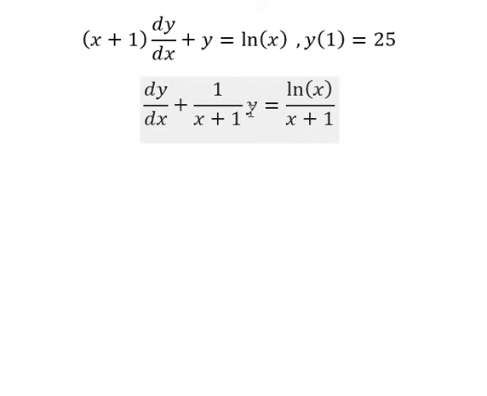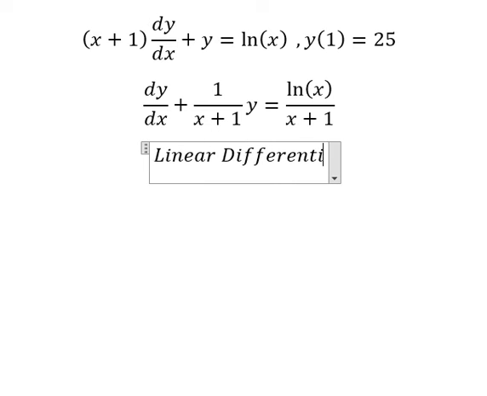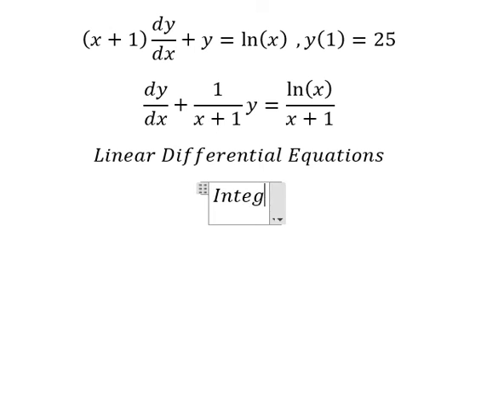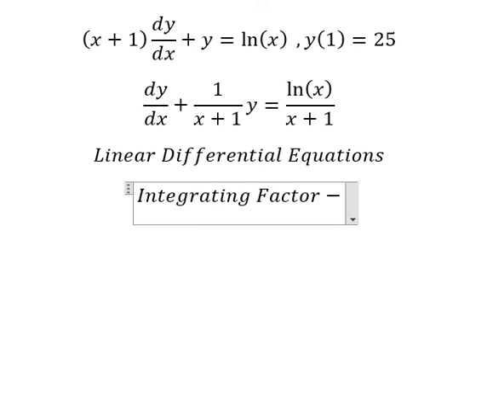Next, we have y and the first derivative of y. This is about linear differential equations, so we can use an integrating factor.